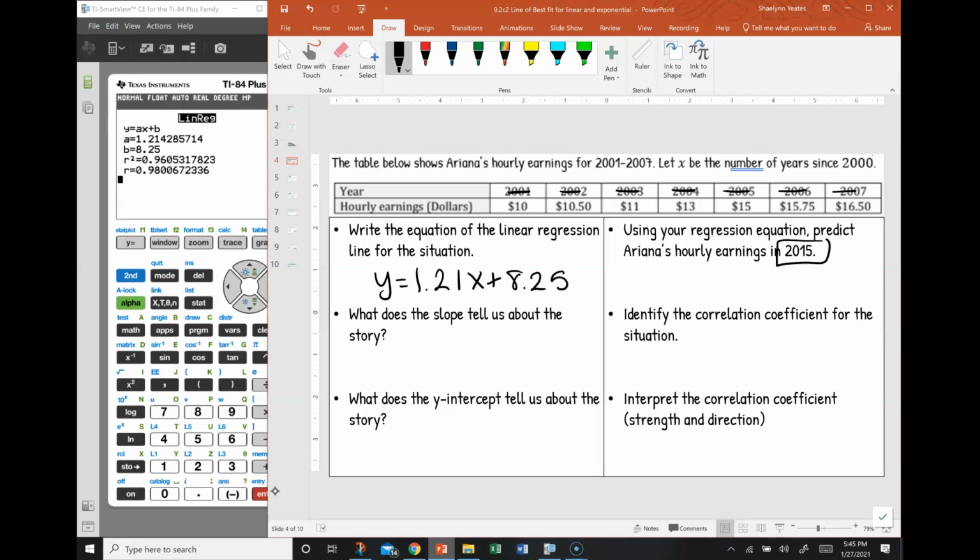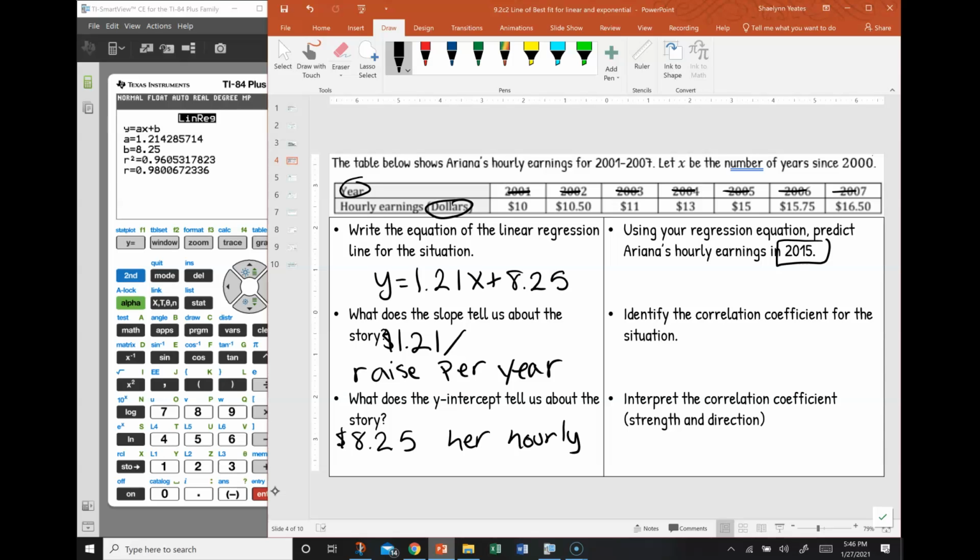So the slope is 1.21. So this slope is talking about dollars per year. So it would be her raise per year. So she'd have a raise of about $1.21 per year. So the y-intercept is $8.25. This would be her salary, or her hourly wage, in 2000.